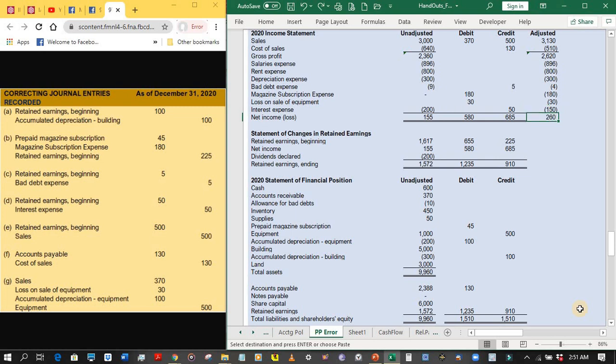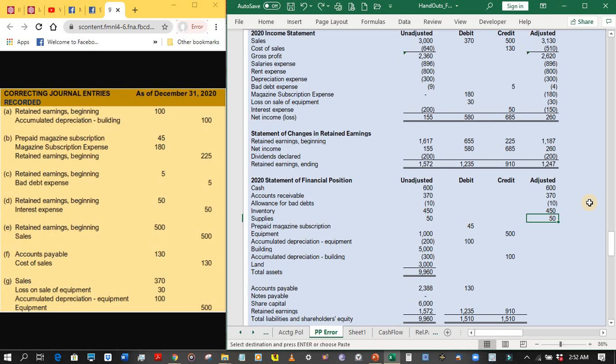Then in the statement of changes in retained earnings, the beginning balance has an adjusted amount of 1,187 pesos. Then the adjusted net income, of course, is the 260 pesos adjusted net income as presented in the adjusted income statement, then the dividend declared is 200 pesos. That is why our ending retained earnings is 1,247 adjusted.